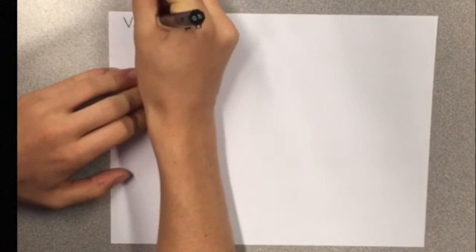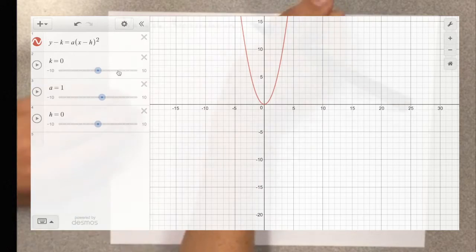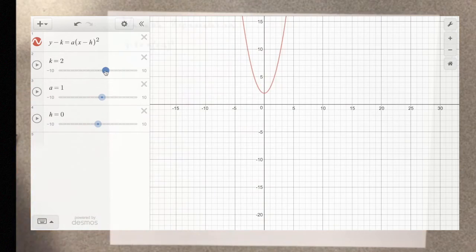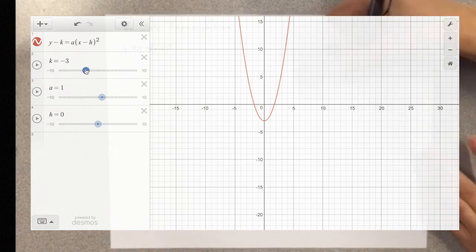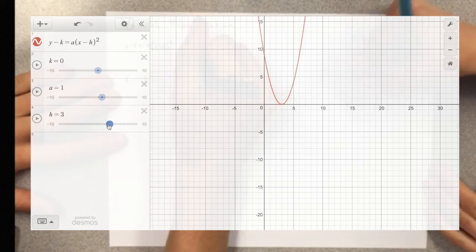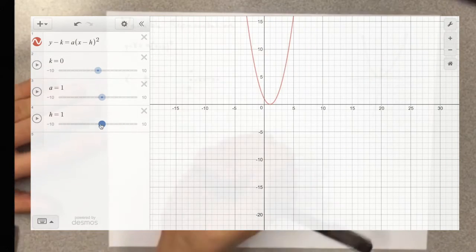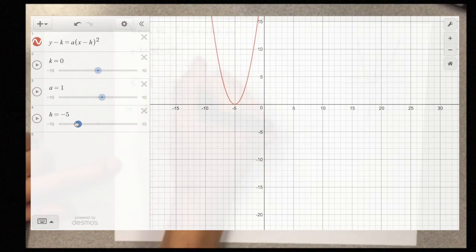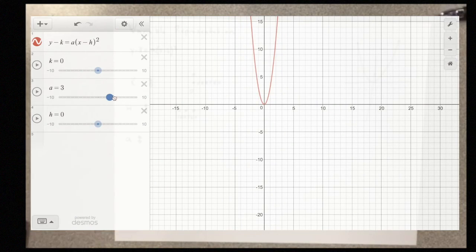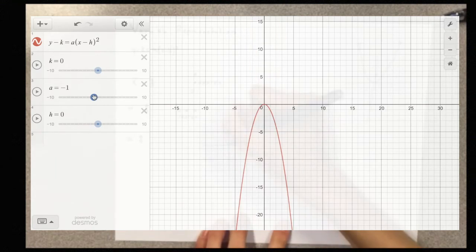How the variables affect it. The variable k controls the vertical movement of a parabola. Essentially, it moves the parabola up or down. The variable h controls the horizontal movement of the parabola. This moves the parabola to the left and right. The variable a controls the width of the parabola.